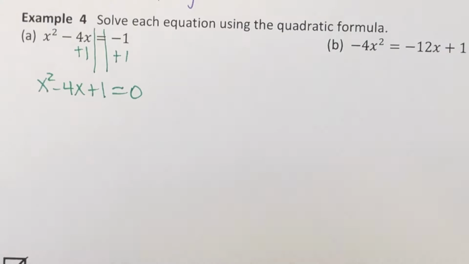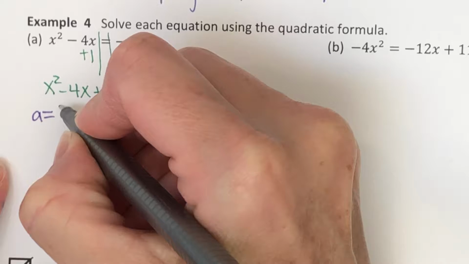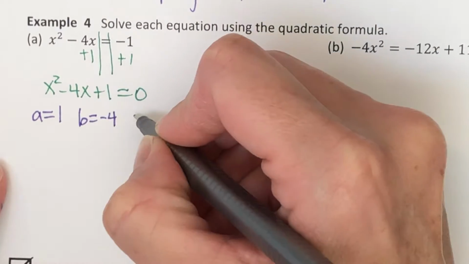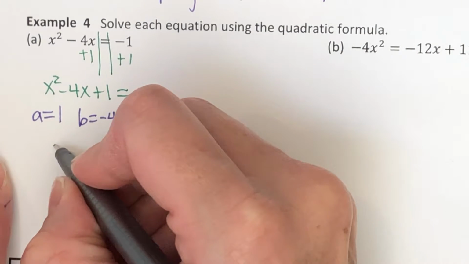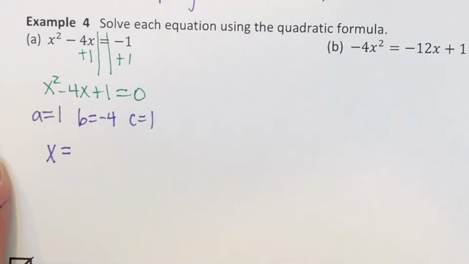All right, step number 2, after you do that, you want to identify your a, your b, your c, and plug in. So a is the coefficient on x squared. There's not a number there, so it's 1. B is -4, and c is 1. And if you look back at the top of the page, plug that into the quadratic formula. You have to know the quadratic formula, so if you don't, be sure you practice it.